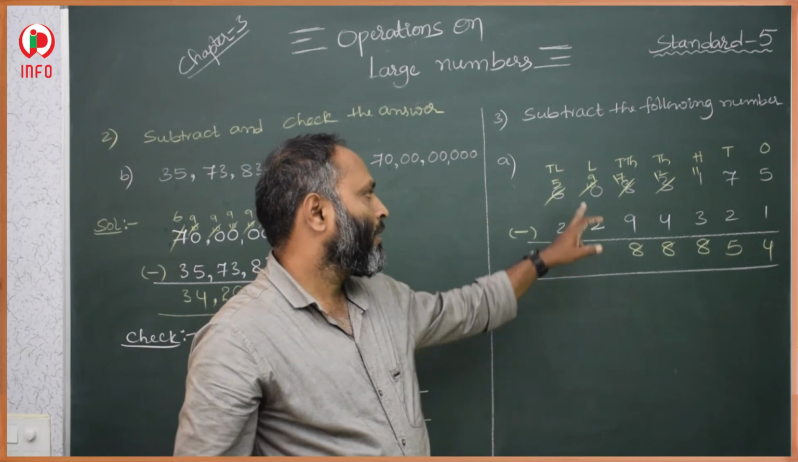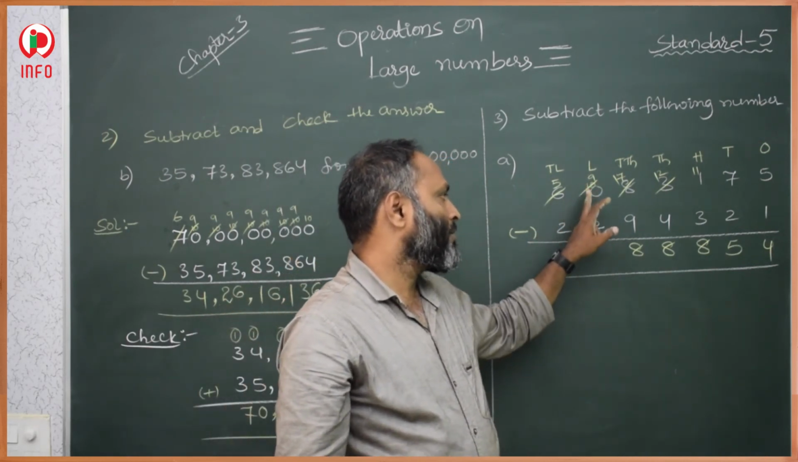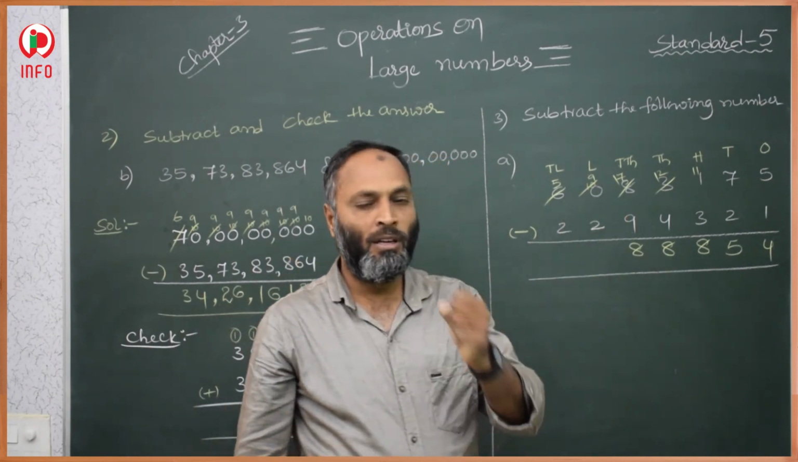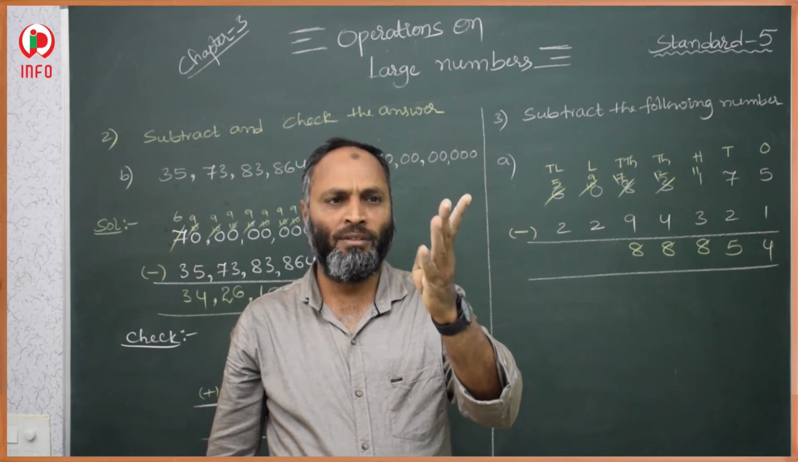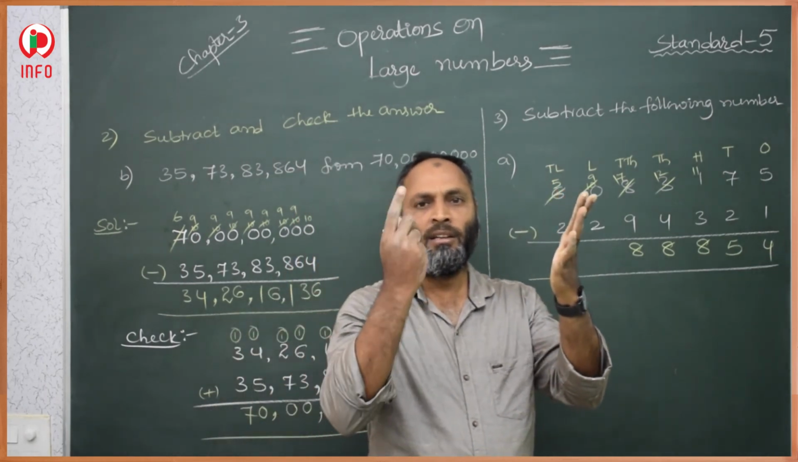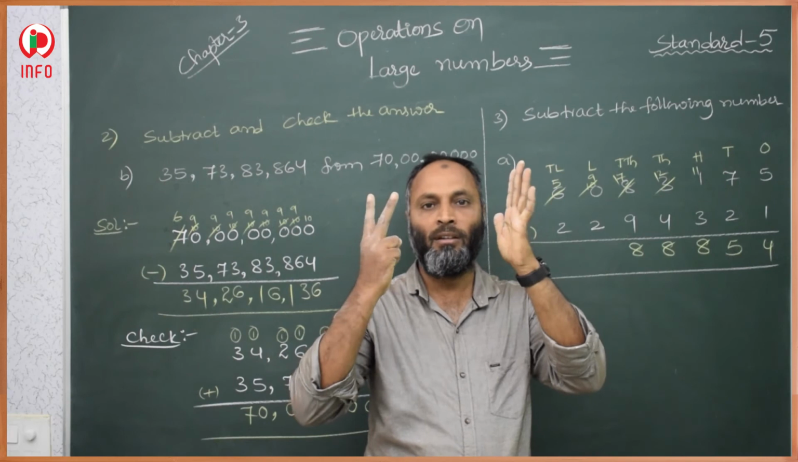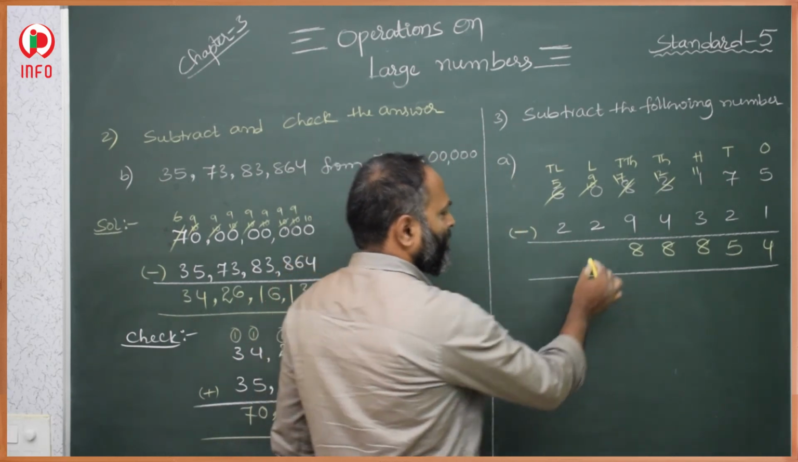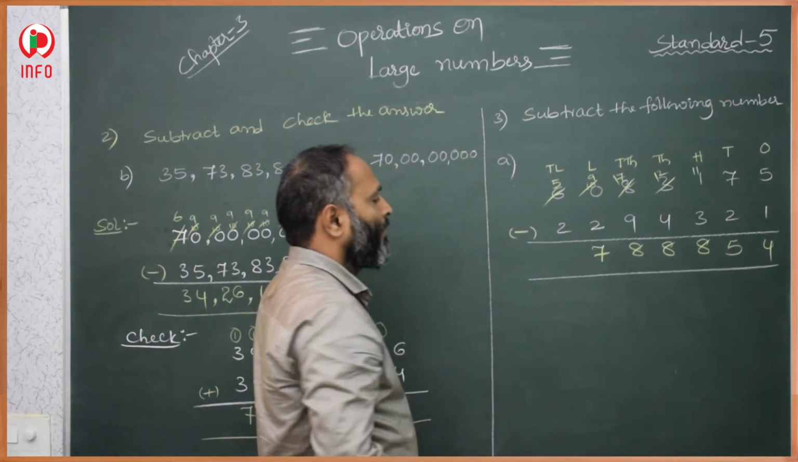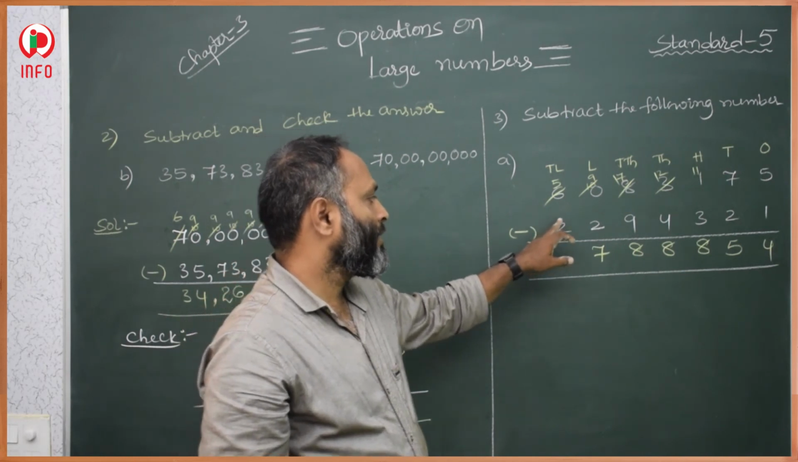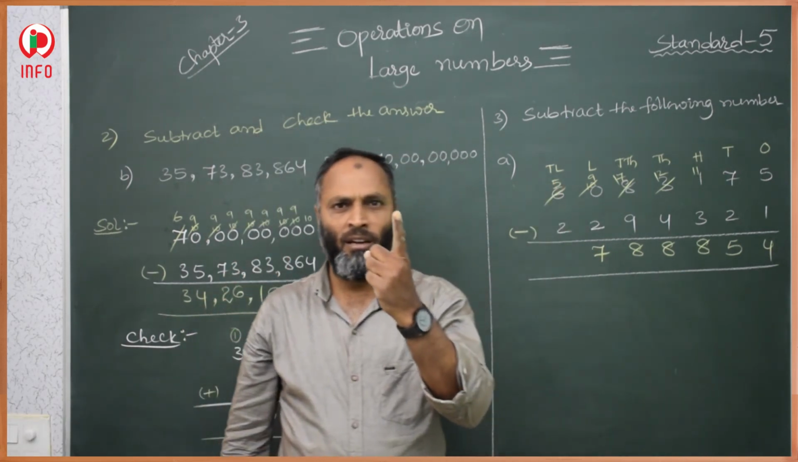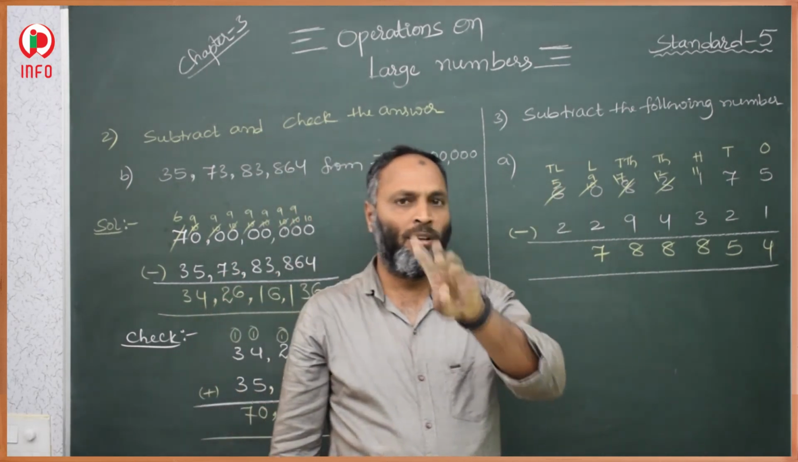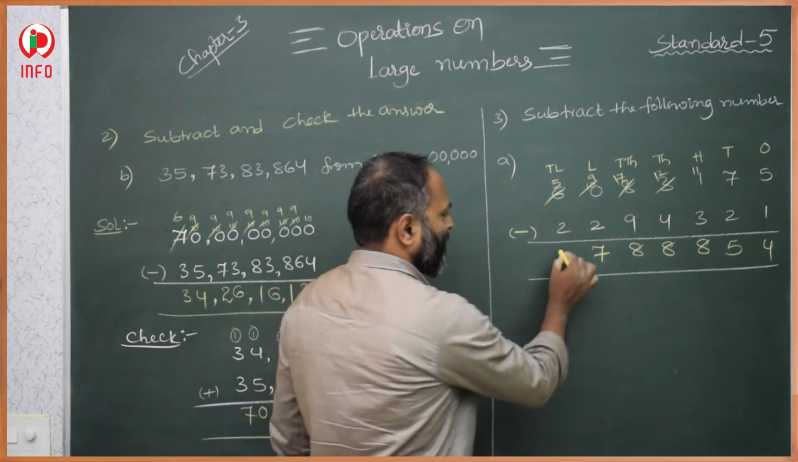And after that, 9 minus 2. 9 minus 2 means from 3 to 9 we have to count. 3, 4, 5, 6, 7, 8, 9. Total 7. Then 5 minus 2. 5 minus 2 means 3 to 5 we have to count. 3, 4, 5. 5 minus 2 is 3.